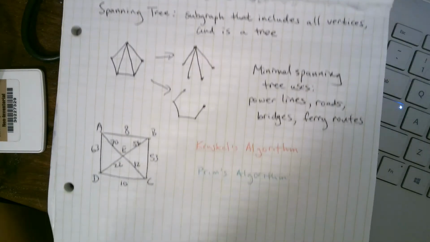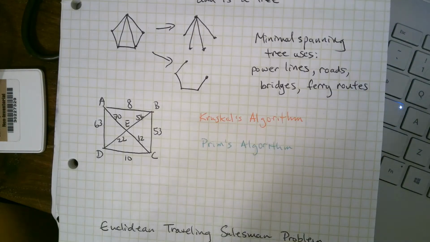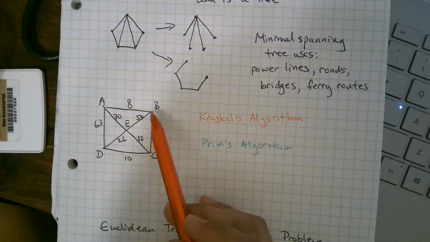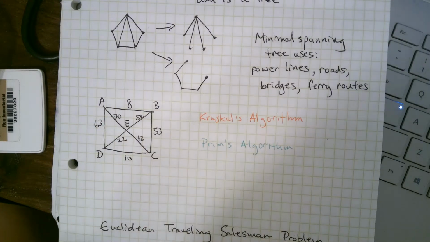Okay, so minimal spanning trees are not a particularly difficult problem. There's two easily described algorithms that work. The first is Kruskal's algorithm, and we're going to look at this network as an example. The costs are labeled there.